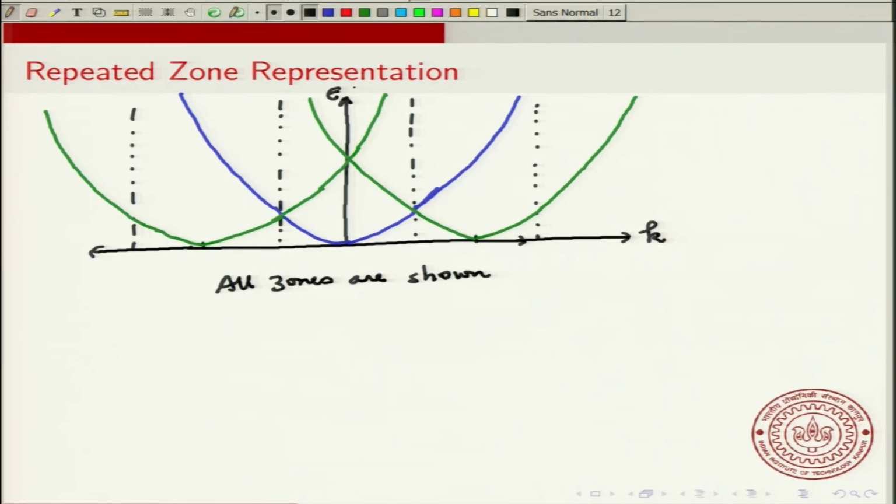This is called a repeated zone representation of the bands, and again let me emphasize that here I have considered non-interacting or free electrons. But you can do this for arbitrary bands, in arbitrary dimensions. The axis marks are at minus pi by a, minus 3 pi by a.